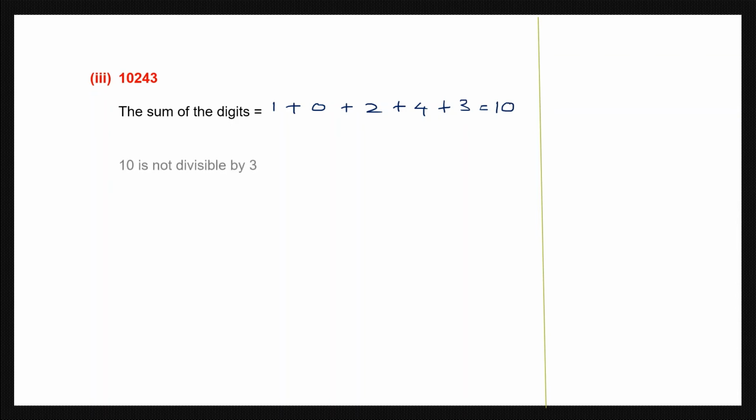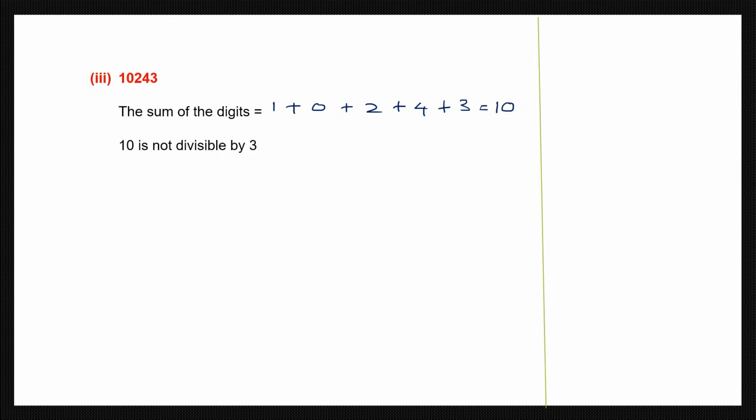10,243. So let's do the test for 3 by finding the sum of the digits. 1 plus 0 plus 2 plus 4 plus 3. So 1 plus 2 is 3. 3 plus 4 is 7. 7 plus 3 is 10. And 10 is not divisible by 3. So this number is not divisible by 3.